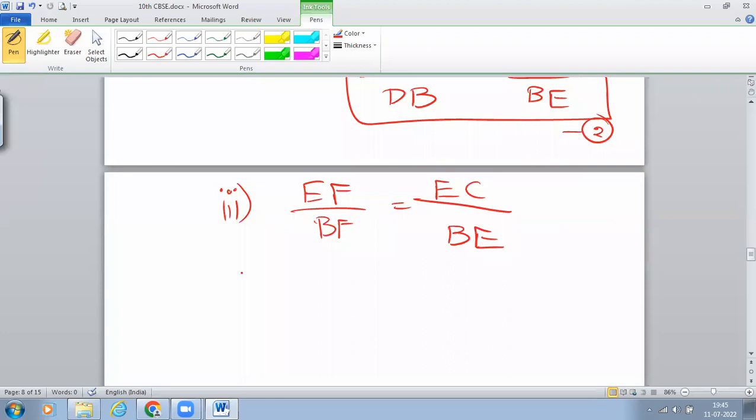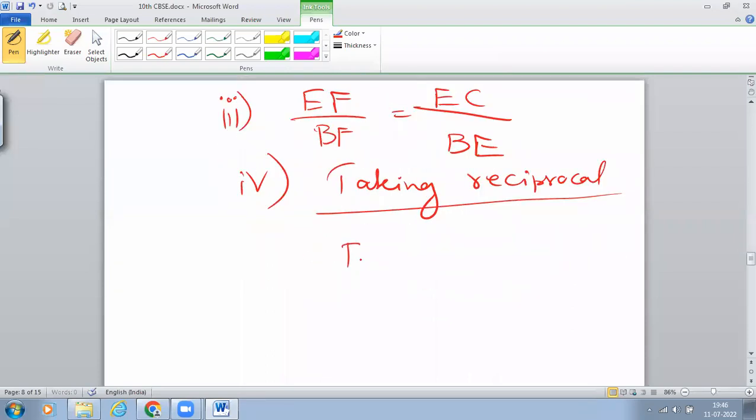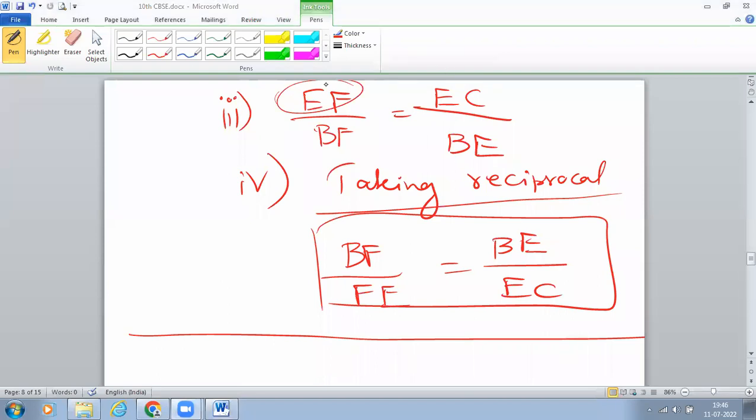Now listen. In the fourth step, take the reciprocal. That will give you the answer. So what is the reciprocal of EF by BF? That is BF by, instead of EF, the question asks us to prove FE, so you can write EF as FE, no problem. Which is equal to, and on the right hand side also taking the reciprocal, that will become BE by EC. Yes or no? That's it. Is it easy to do by yourself? Yes, sir. Very easy sum.